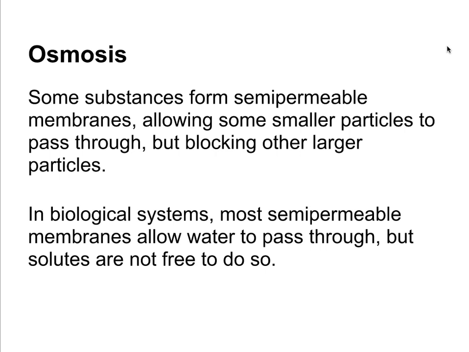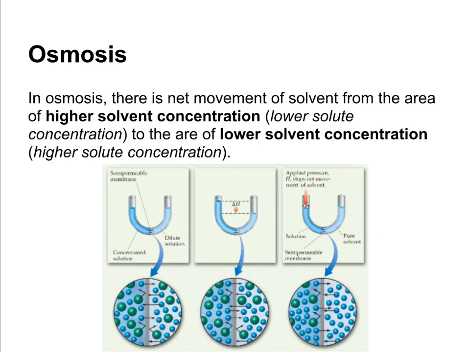In biological systems, most semi-permeable membranes allow water to pass through as the solvent, but the solutes are too large to pass through that semi-permeable membrane, so they don't move. So there's a net movement of solvent from the area of higher solvent concentration to the area of lower solvent concentration. If you want to think about that in terms of the solute, the solvent is going to go from the area of low solute concentration to the area of high solute concentration.